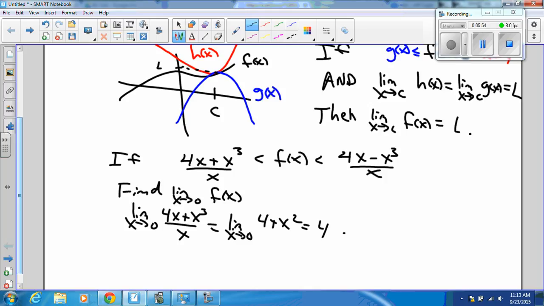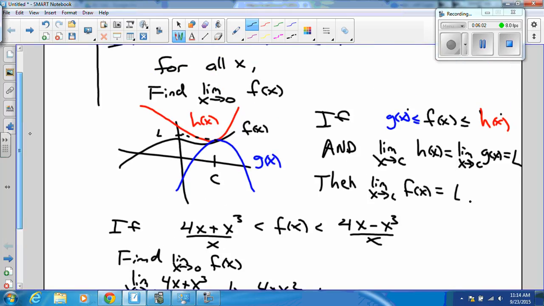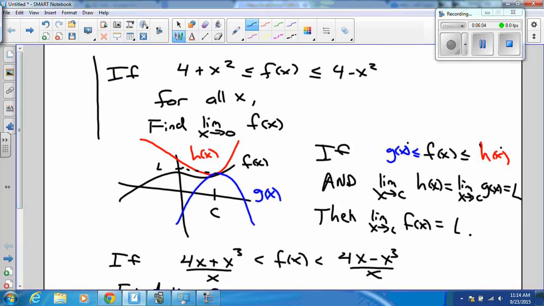Equals 4, etc. Okay? So, why did that work out? Well, it worked out because notice that in our original statement of the squeeze theorem, we have less than or equal to, right? So that includes the case where this one is less than that one is less than that one. Less than or equal to includes both possibilities.